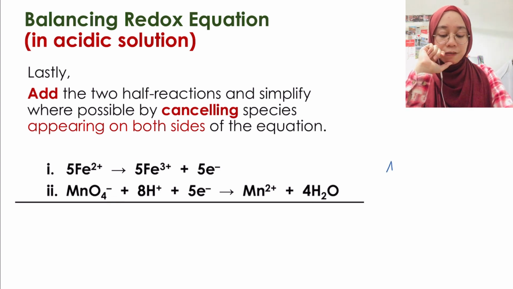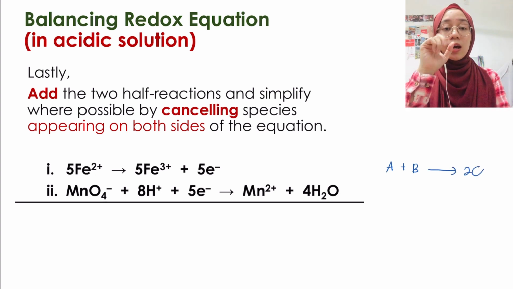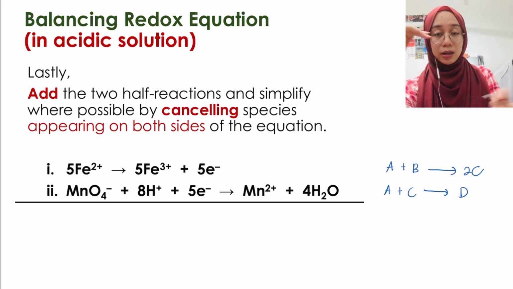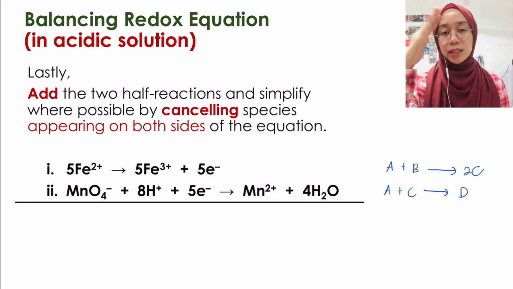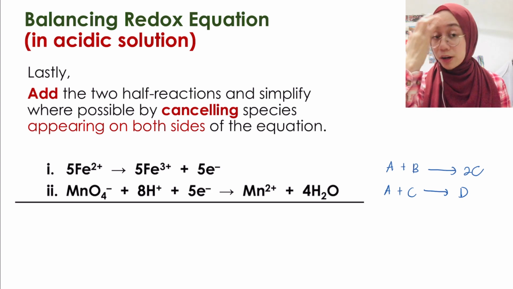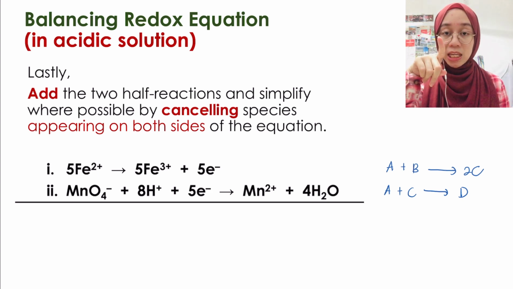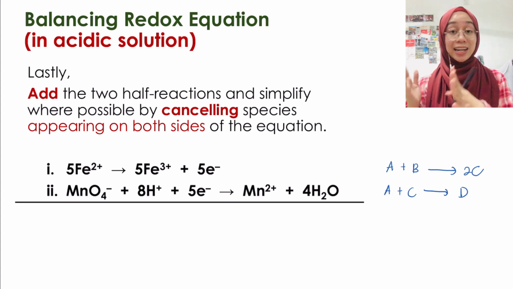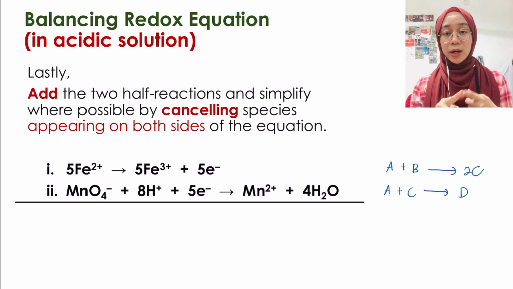Okay, so let's say your first half equation adalah A plus B menghasilkan 2C. Okay, and then kamu ada pula another second half equation, kamu ada A plus C menghasilkan D. Okay, so tengok apa benda yang sama berada dekat both half equation. So both half equation kita ada A and also C. Okay, tapi beza dia adalah A, kedua-dua A berada dekat side yang sama, which is on the left side. Okay. Ataupun boleh jadi benda tu berada dekat kanan. Okay, it depends.